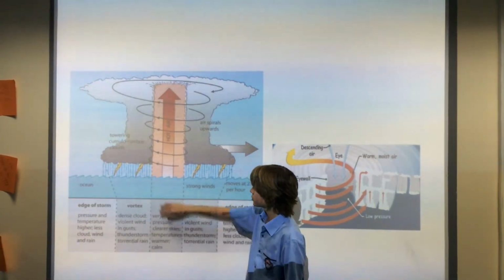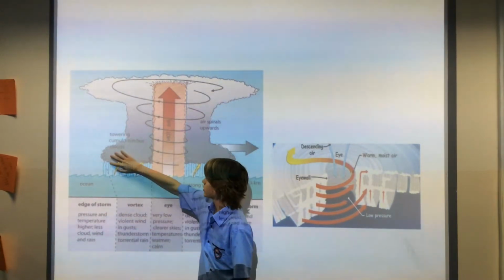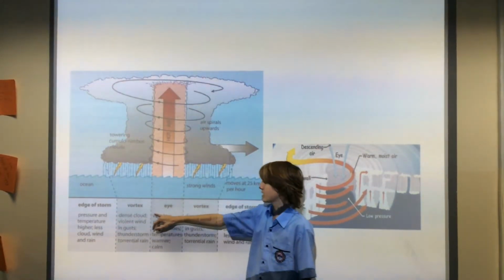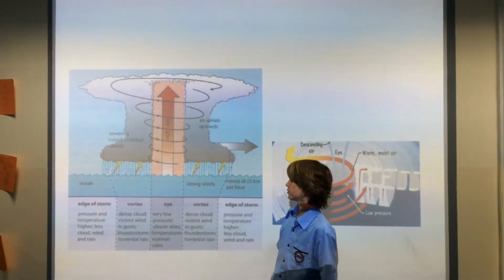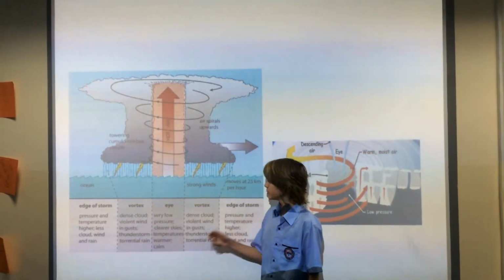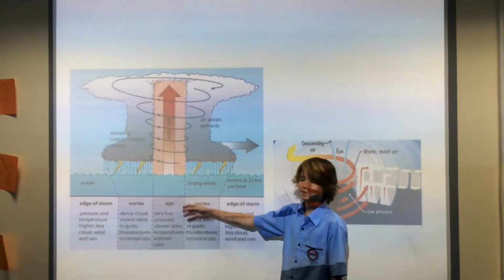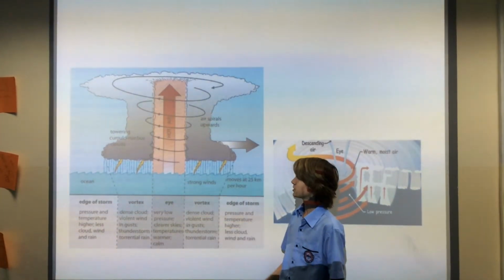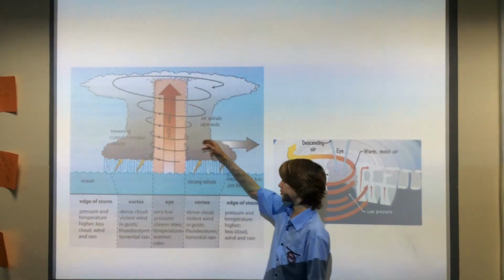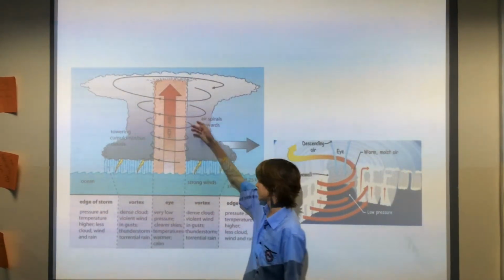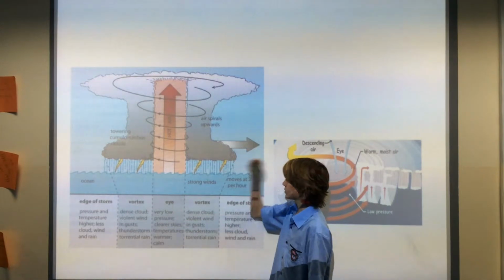But then as you approach the vortex here, which starts getting close to the clouds, we can see dense clouds, violent wind, and sometimes even a few thunderstorms. However, as we progress into the eye, there is a very low air pressure, and it's obviously very clear because this is where the air travels up, and there are no clouds forming because they form at the side of it.